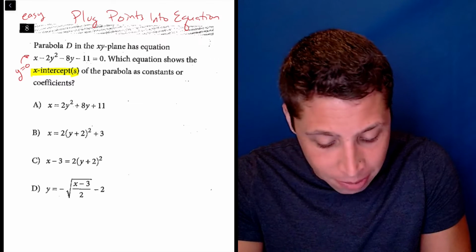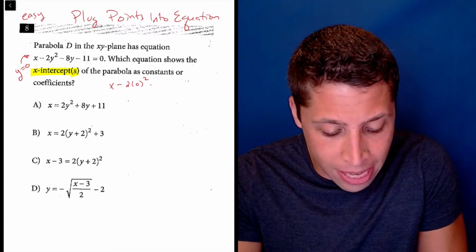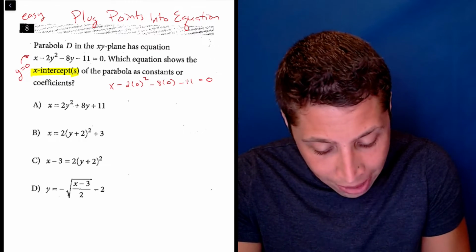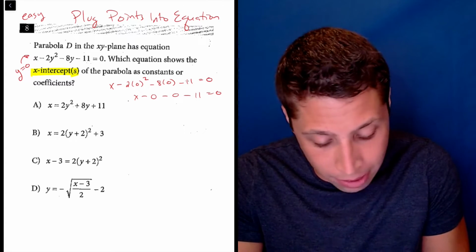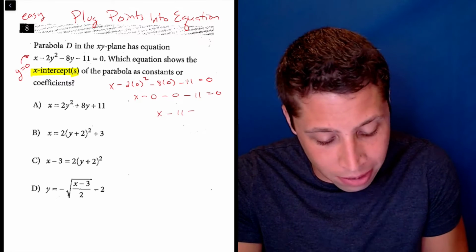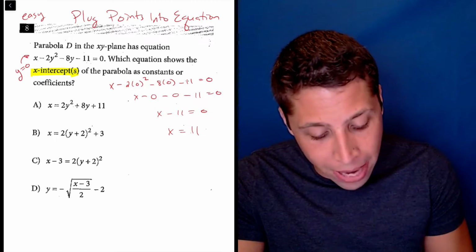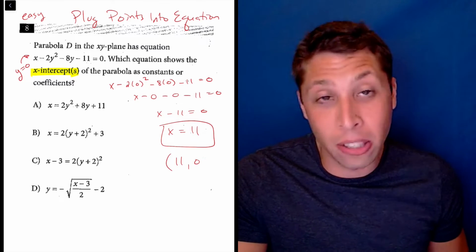That's going to be x minus 2 times 0 squared minus 8 times 0 minus 11 is equal to 0. So x minus 0 minus 0 minus 11 is equal to 0. We're getting somewhere. x minus 11 is 0. x is equal to 11. So what is my point? My x-intercept is 11, or as a point, (11, 0).